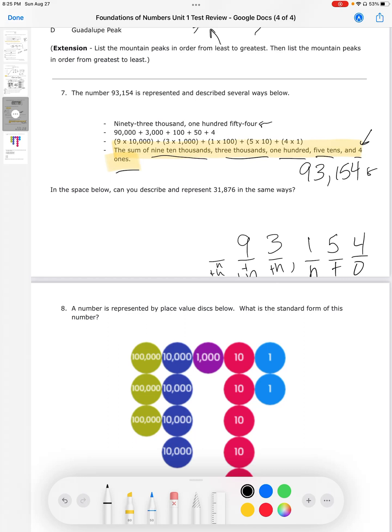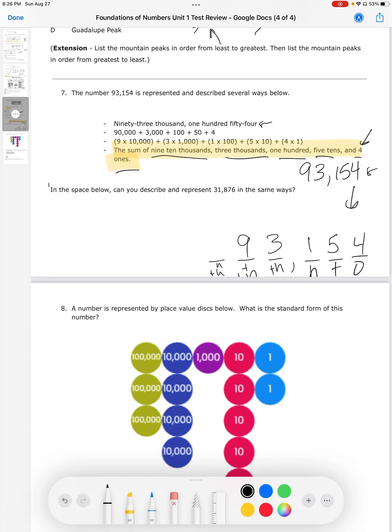And you might want to make sure you go to the 100,000s sometimes, maybe leave out a place. So maybe describe a number that has no hundreds or no tens or no 10,000s or something like that, just to make sure that they can accurately plug that into a place value chart and determine what that number is.